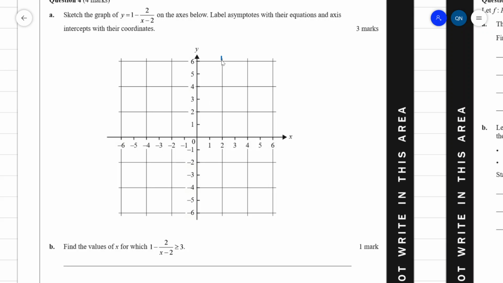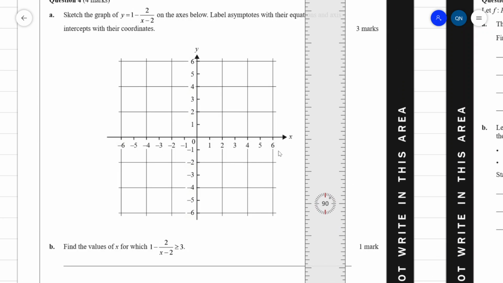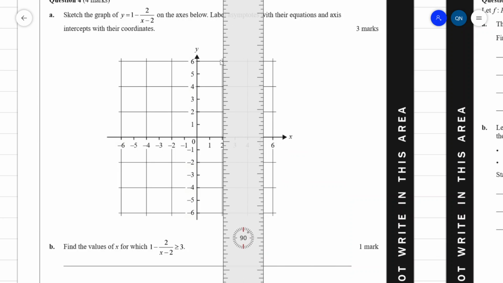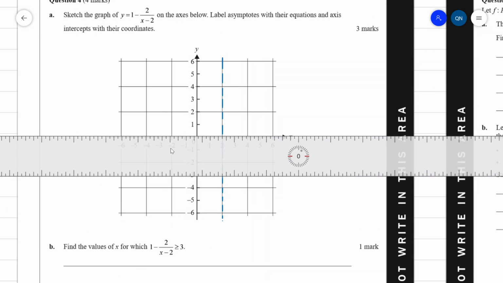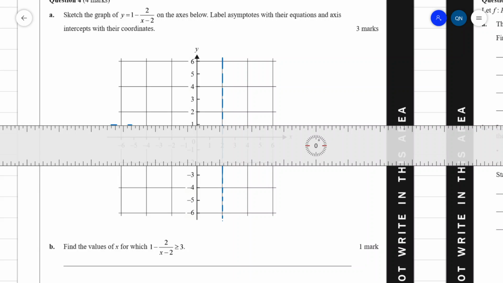So we can put a nice line down here, and you should really use a ruler for this. So let's use a ruler. So we've got x equals 2. And how about the y asymptote? Well, it's just going to be y equals 1, because that's the extra constant that's not involved in that fraction. So where's y equals 1? Probably over here. So we've got something like this going on.